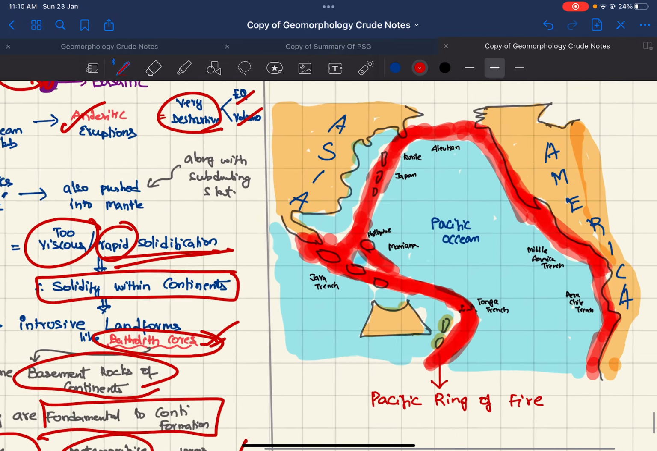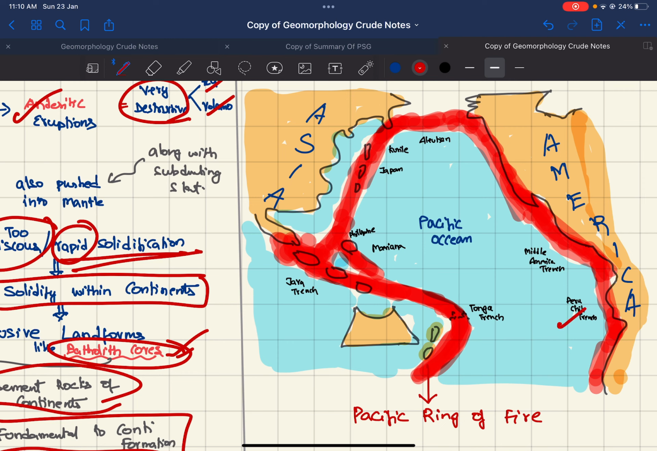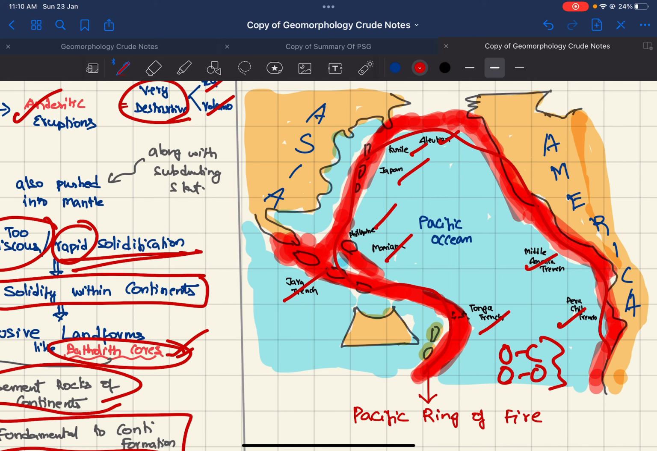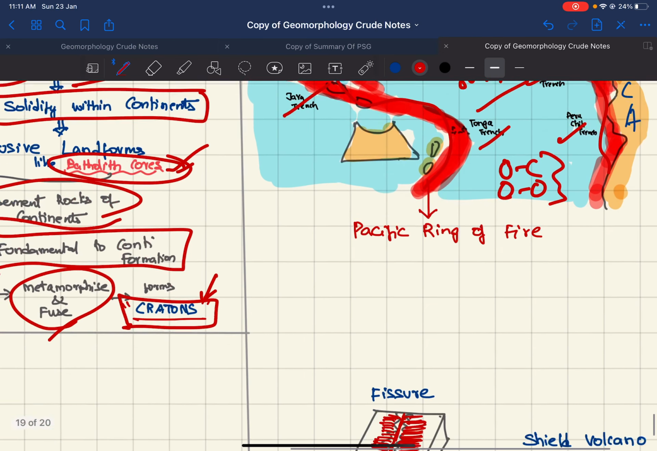Now this is the Pacific Ring of Fire. We can see different types of trenches like the Peru-Chile Trench, Middle American Trench, Aleutian, Japan, Philippines Trench, Mariana Trench, Java Trench, and Tonga Trench. This is the region where the oceanic-continental and oceanic-oceanic types of collision boundaries are present. Therefore 80 to 85% of the volcanism and earthquake events happen here. This is the Pacific Ring of Fire.